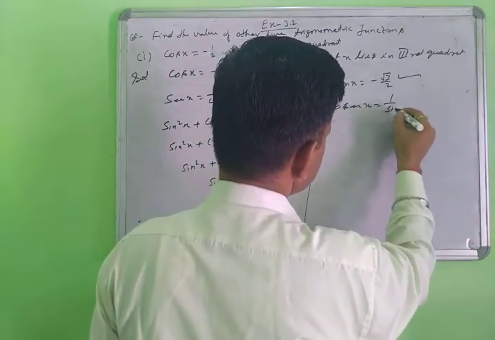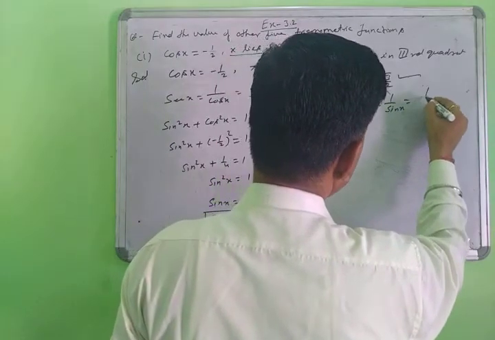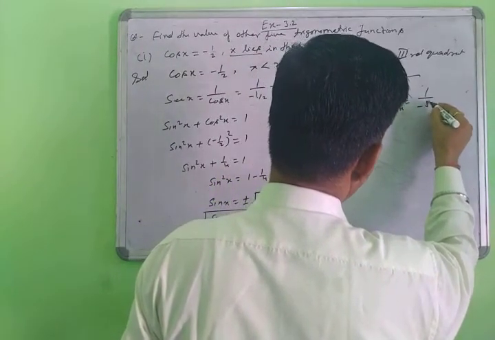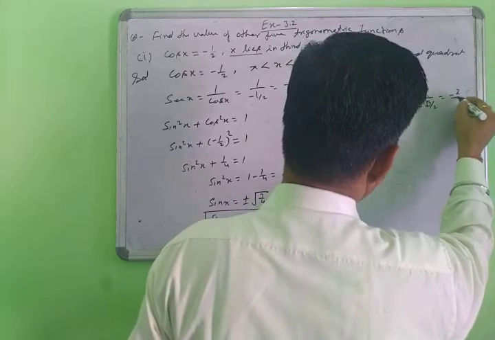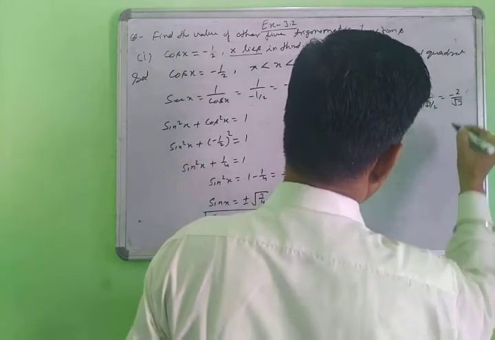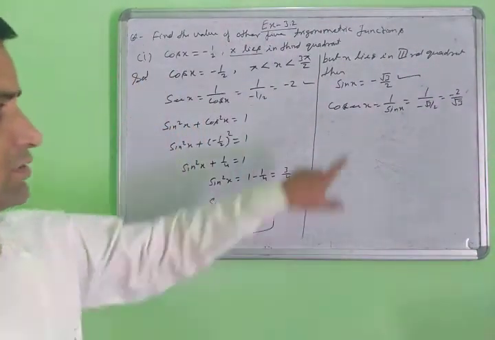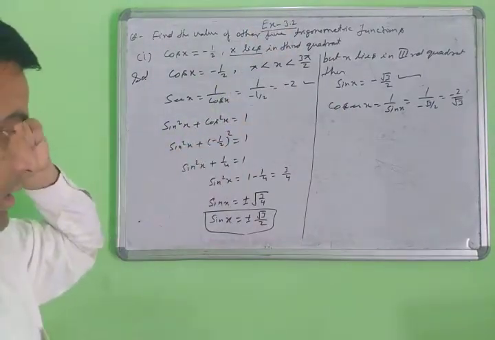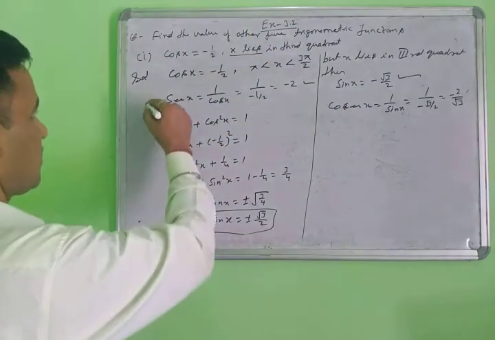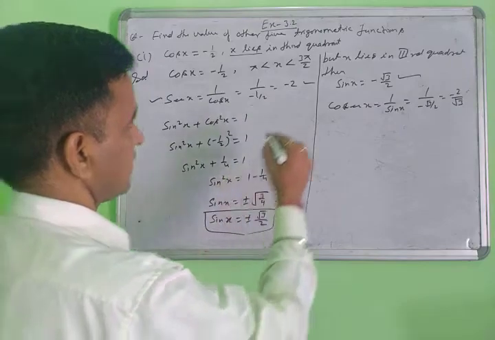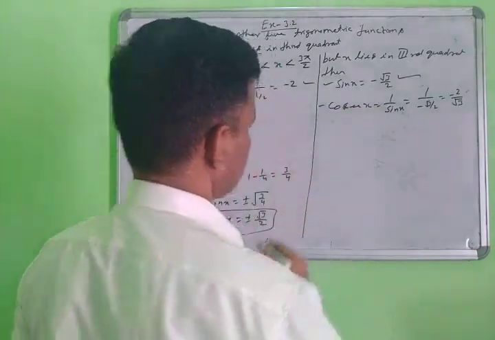The next, cosec x equal to 1 upon sin x. What is the value of sin x? 1 upon minus root 3 by 2, so minus 2 upon root 3. This is the value of cosec x. First we have got sec x, second sin x already here, cosec x you already got here.